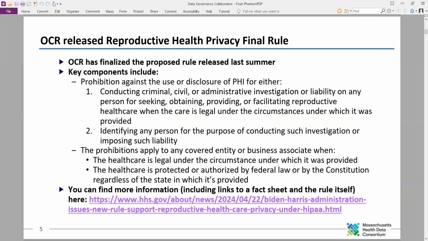And so those prohibitions apply to any covered entity or business associate, as long as the healthcare that was provided was legal under the circumstances under which it was provided, or that it's protected or authorized by either federal law or the Constitution, regardless of where it's provided. So there's a press release that links to a fact sheet and the rule itself in the Federal Register that I've linked to below. But any questions or thoughts or comments about this rule?